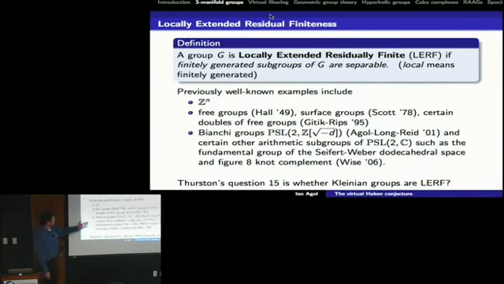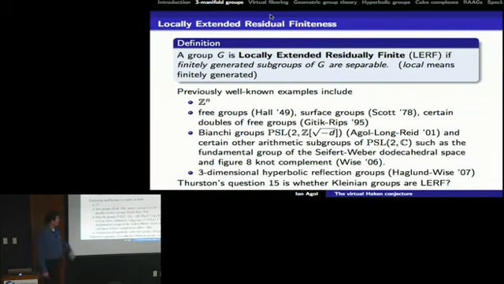There's been a fair amount of work on this topic, and myself, Long, and Reid proved this for the Bianchi groups and certain other arithmetic groups, including the Seifert-Weber dodecahedral space example that I gave yesterday. And the figure 8 knot complement followed from this, but also from work of Wise. And then three-dimensional hyperbolic reflection groups was worked out by Haglund and Wise. So Thurston's question number 15 in his list was whether Kleinian groups are LERF. Kleinian groups are finitely generated discrete subgroups of PSL2C. So that's some previous progress that was made on this question. And as I explained last time, it is related to the question of whether you have an immersed surface, such as Kahn and Markovic provide, whether you can lift it to an embedding in a finite-sheeted covering space.